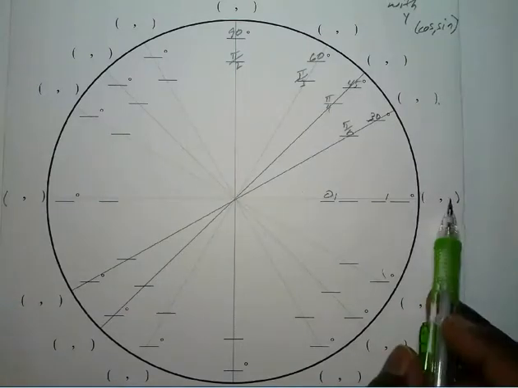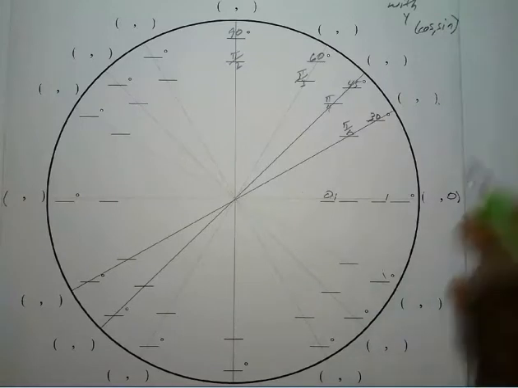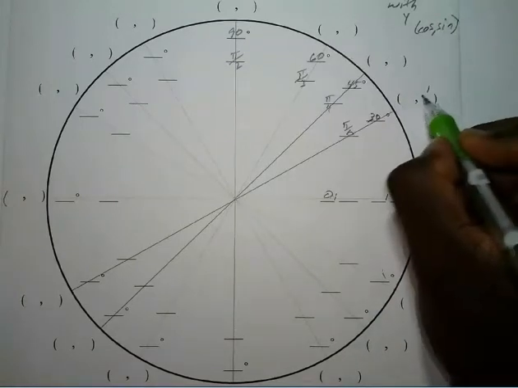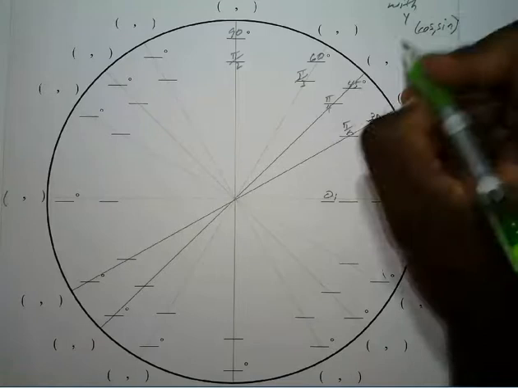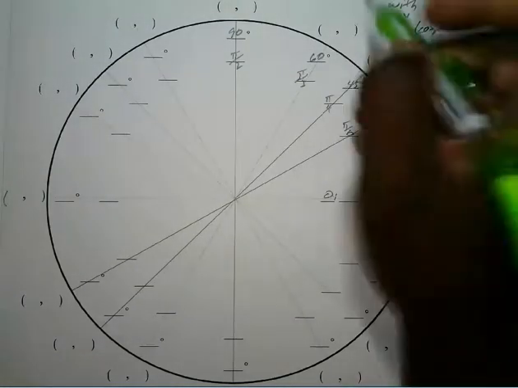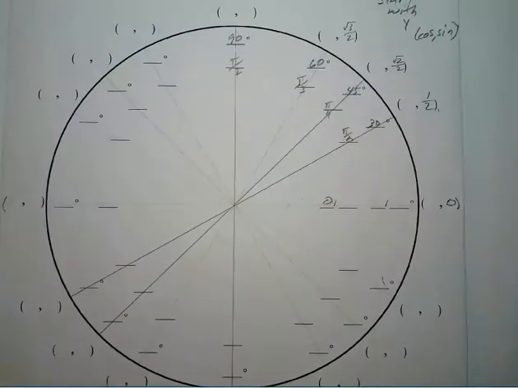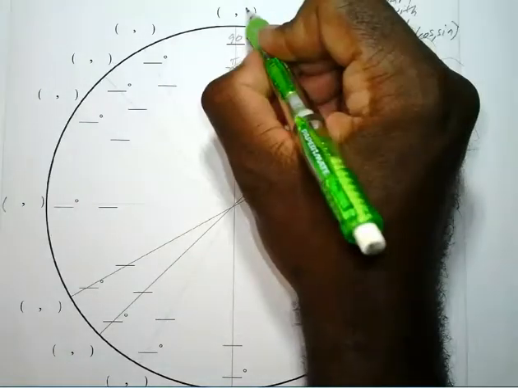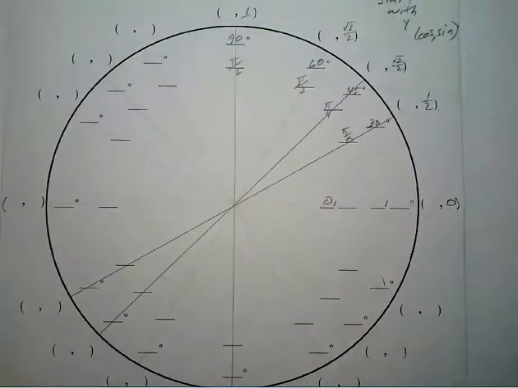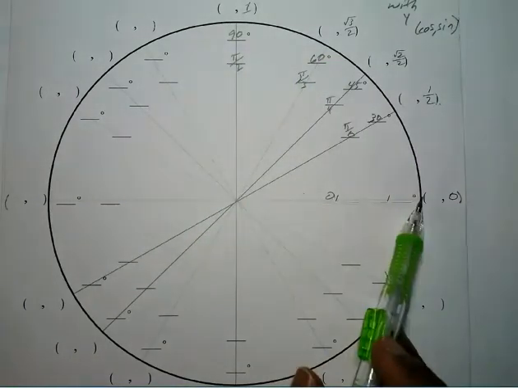Okay, so square root of 0 over 2 is 0. Square root of 1 over 2 is 1/2. Square root of 2 over 2 is just square root of 2 over 2. Square root of 3 over 2 is just square root of 3 over 2. And square root of 4 over 2 is just 2 over 2, or just 1. Now, for your x, you go the same values, but the other direction.